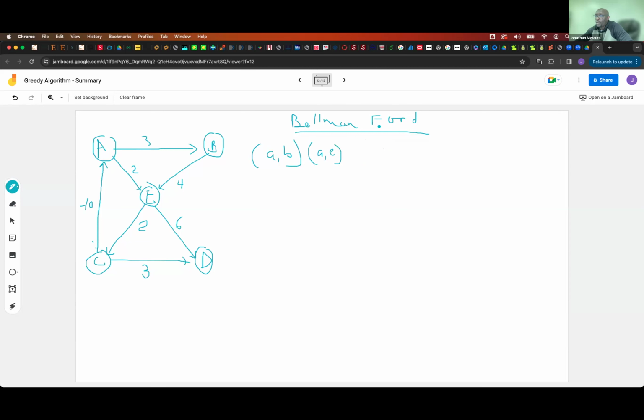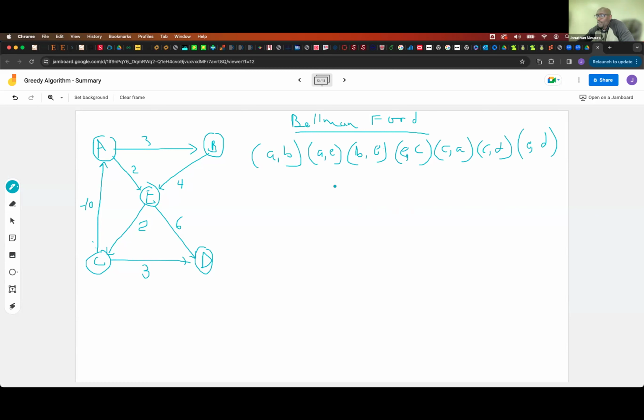Okay, then for B, we have B and E as an edge. Then you have E and C as an edge. And then for C, we have C and D, or C and A, an edge. We have C and D as an edge. And we forgot one more, which was E and D as an edge. So we have these edges here. Okay, now, so that's good.